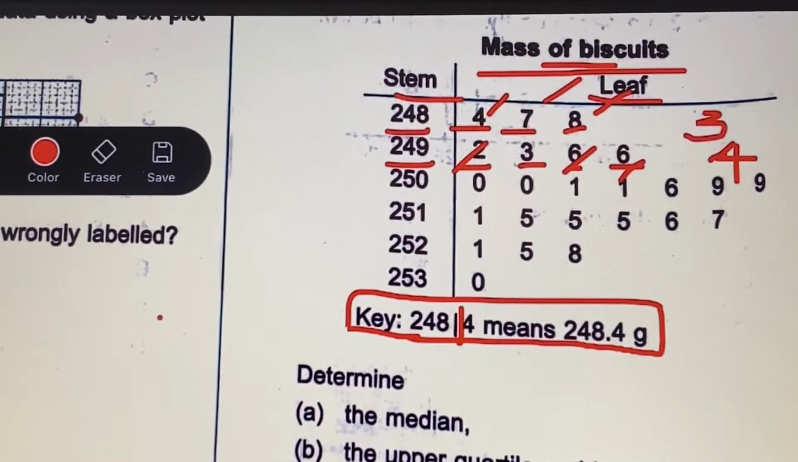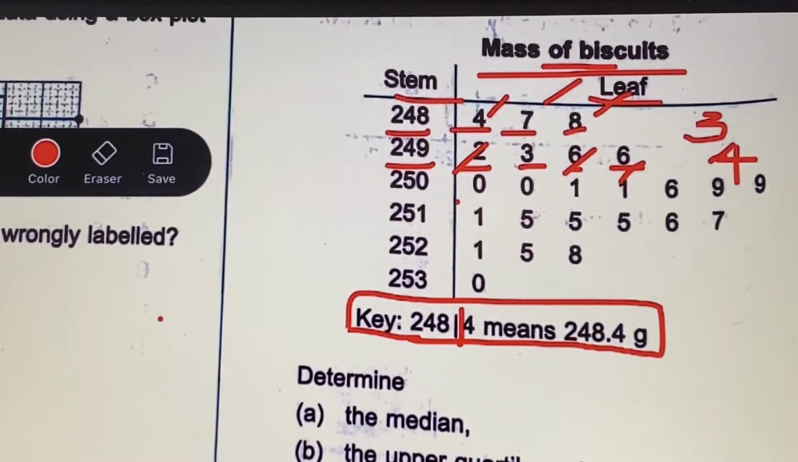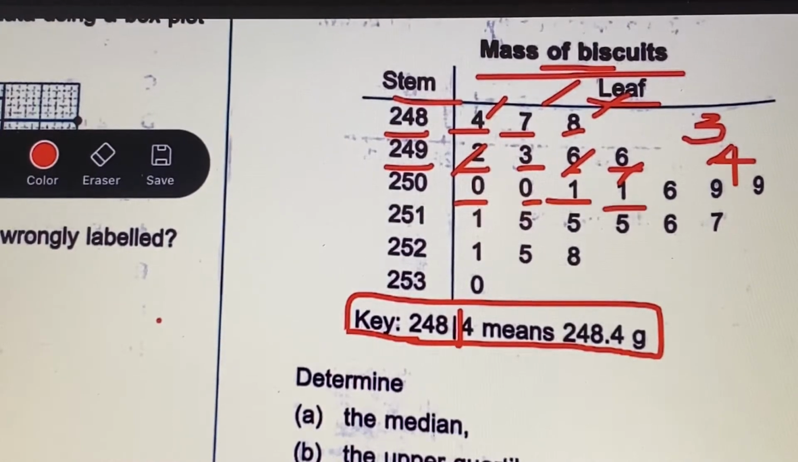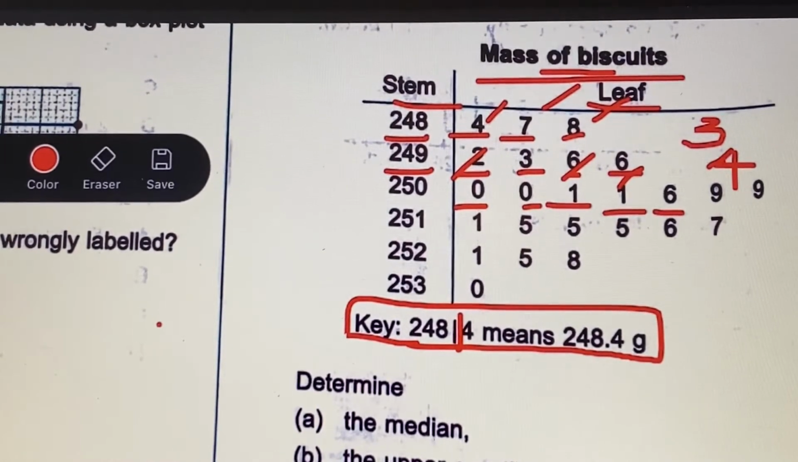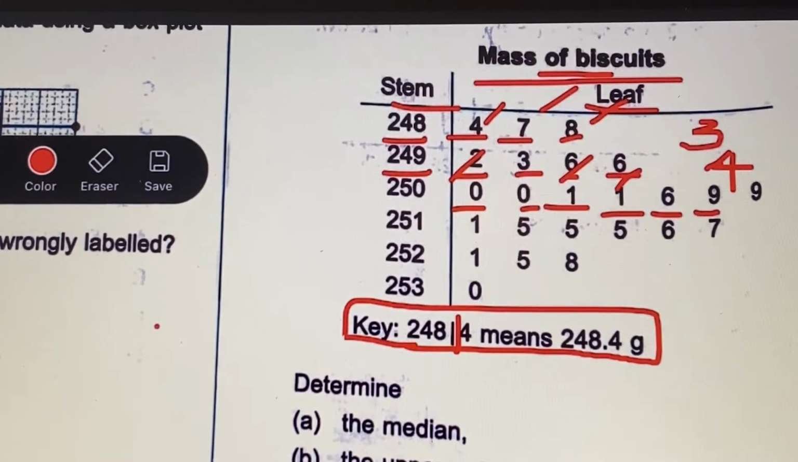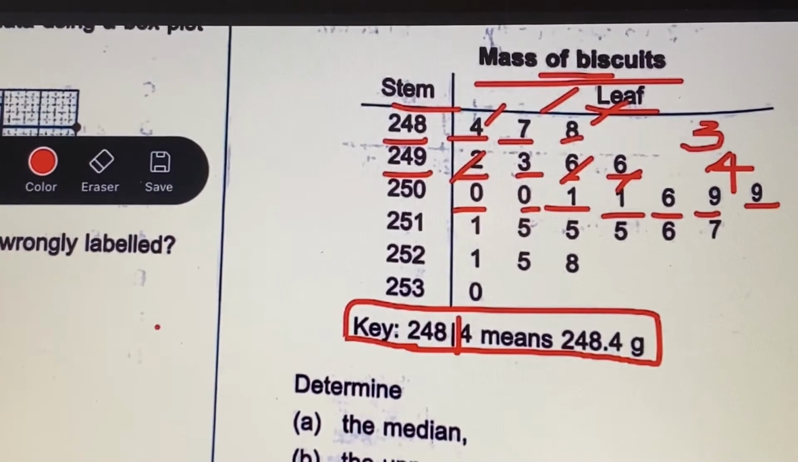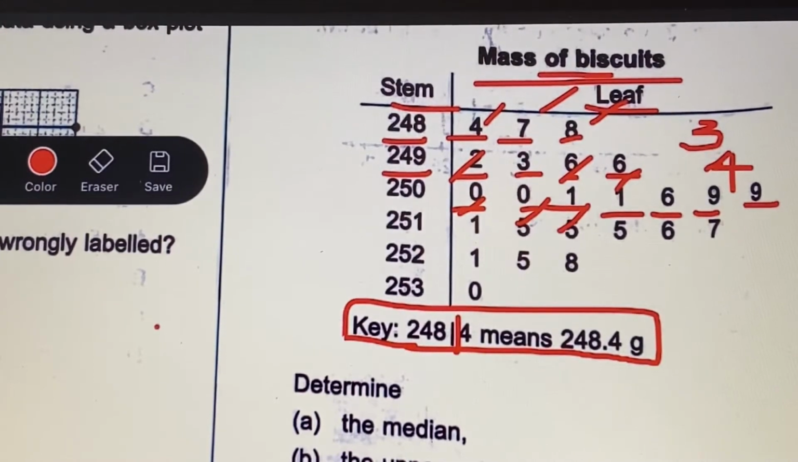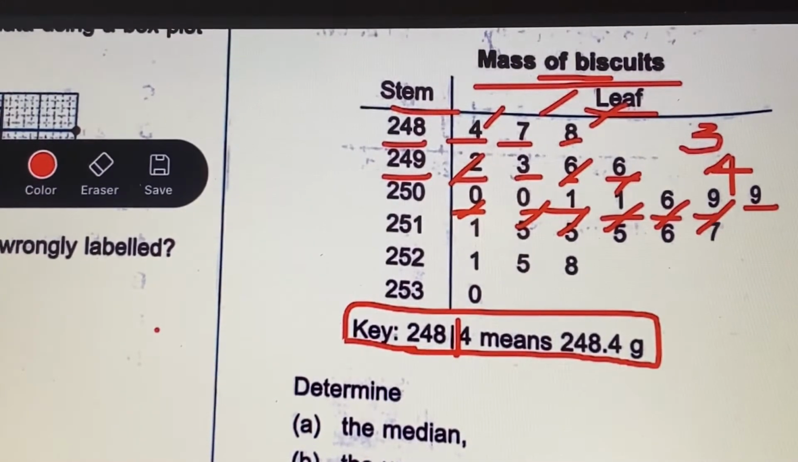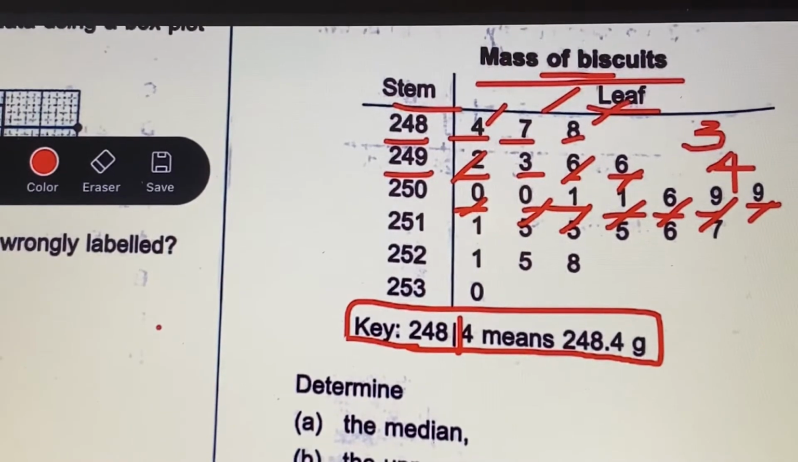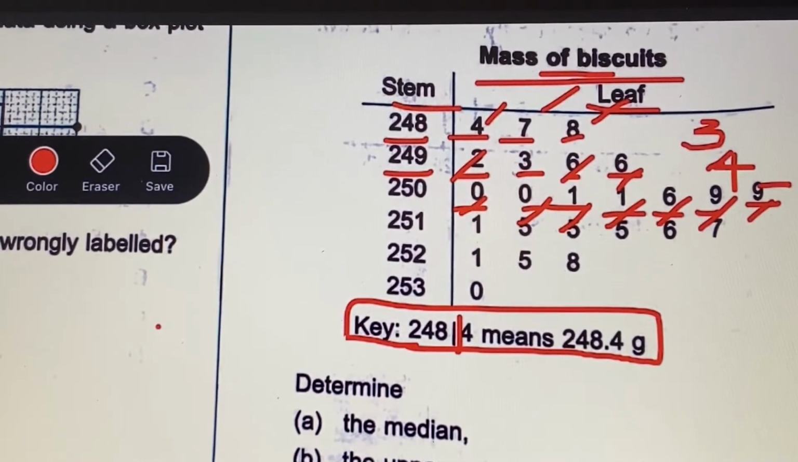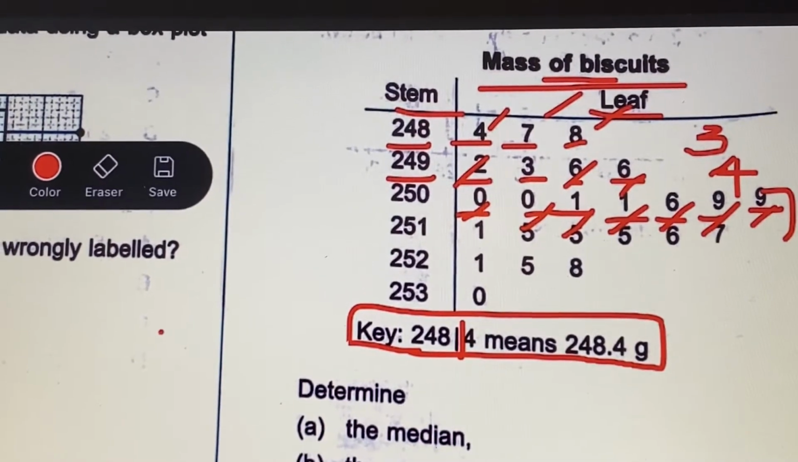Okay, the data is already arranged in order. This 250.0, 250.0, 250.1, 250.1, 250.6, 250.9, 250.9. So if I want to read, this is number 8 here, number 9, number 10, 11, number 12 here, number 13, number 14. Right? Because we have 2, 4, 6, 7 here, we have 7 data. So this is number 14.